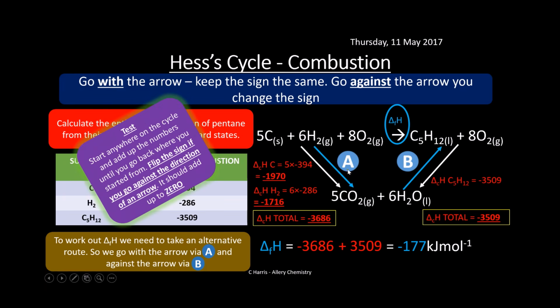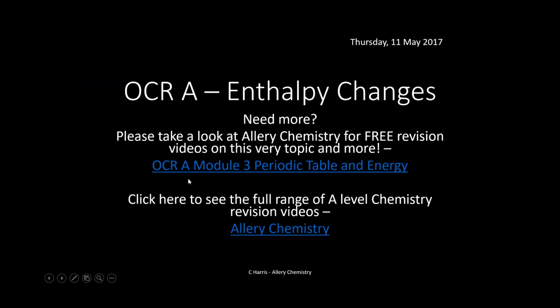Okay, again, put your numbers in, start anywhere on this cycle. With the arrow, keep the sign the same. Against the arrow, change the sign. Add it all up, should add up to 0. And that is it. That is basically an overview of the enthalpy changes part that you need to know for OCR A.